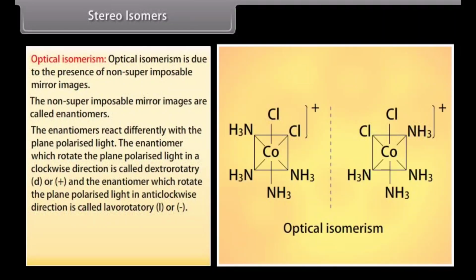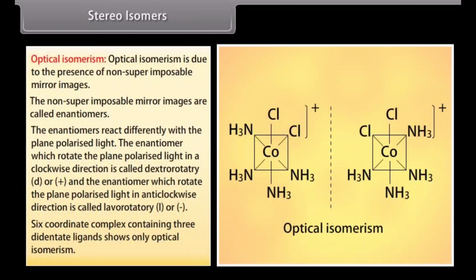The enantiomer which rotates the plane polarized light in a clockwise direction is called dextrorotatory, and the enantiomer which rotates the plane polarized light in anti-clockwise direction is called levorotatory. A 6 coordinate complex containing 3 didentate ligands shows only optical isomerism.